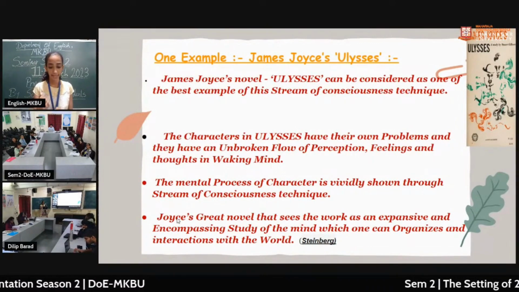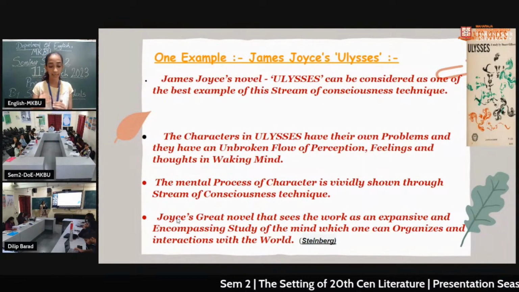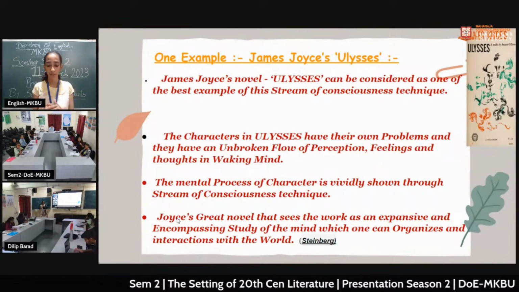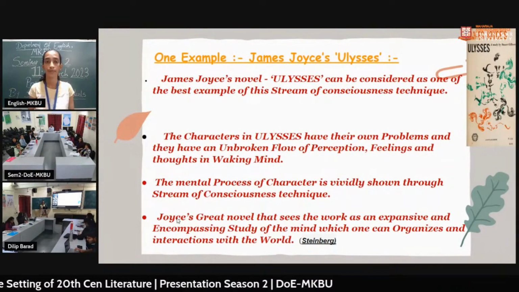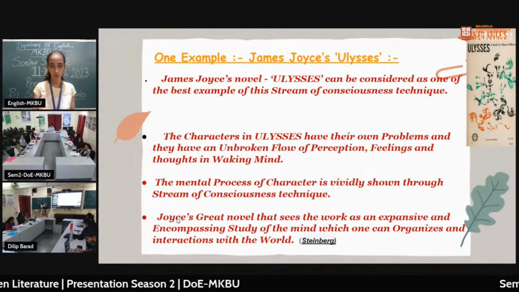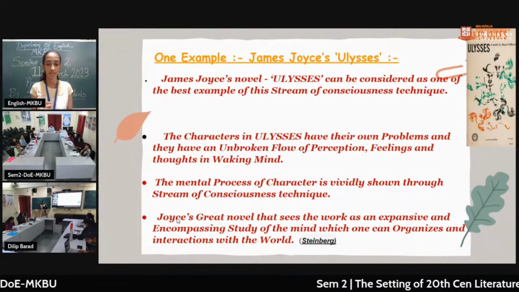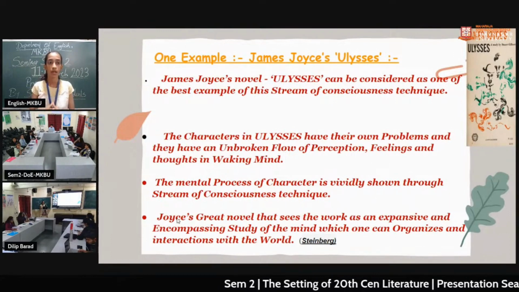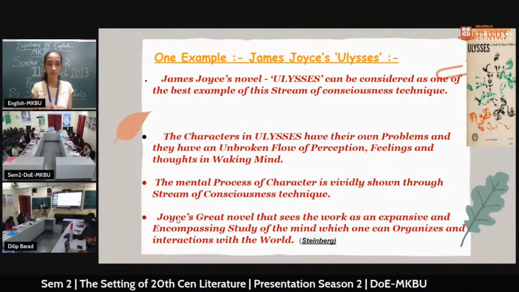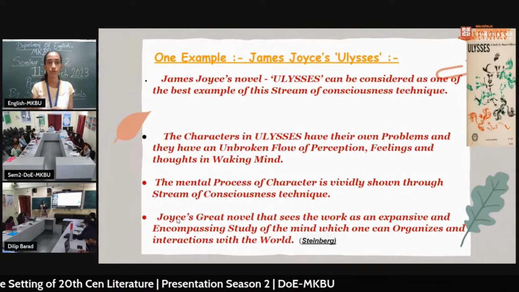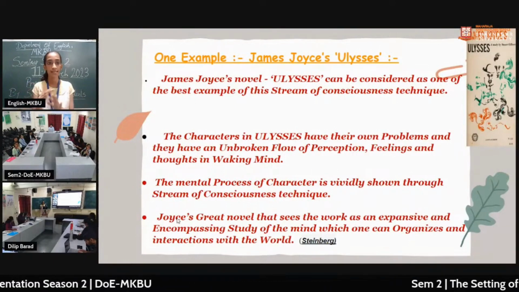James Joyce's great novel sees the work as an expansive and encompassing study of the mind, which one can organize in its interactions with the world. So, one of the most famous examples of this technique is James Joyce's novel Ulysses. In this novel, James Joyce shows that stream of consciousness is a kind of technique through which we can understand that a character's mind is never static.